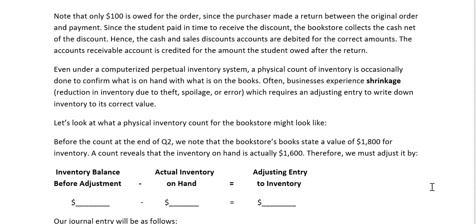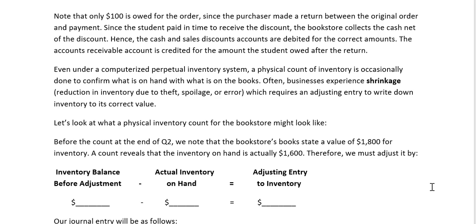So even under a computerized perpetual inventory system, a physical count of inventory is occasionally done to confirm what is on hand with what is on the books. Often businesses experience shrinkage, which is reduction in inventory due to theft, spoilage, or error. This requires an adjusting entry to write down inventory to its correct value.